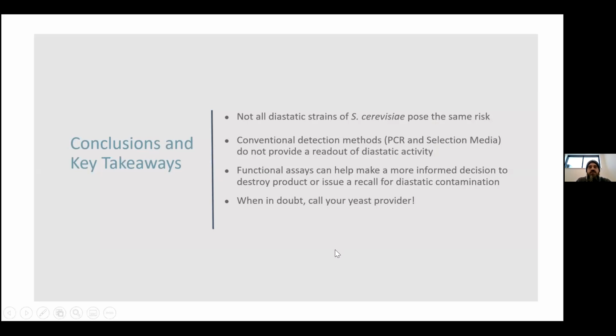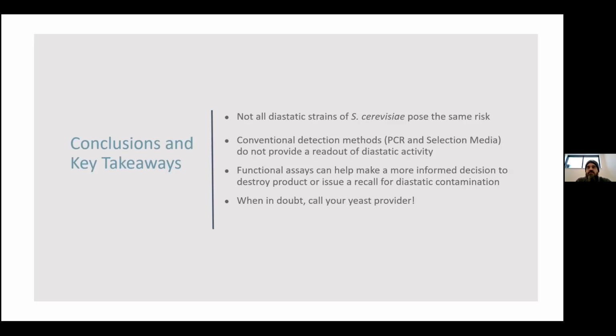So the conclusion from this work is that not all diastatic strains of S. cerevisiae pose the same risk. The assays we developed can do a little more to tell you what the risk level is if you happen to find something that has a diastatic contamination in it. And this could also explain why maybe sometime in the past you detected it but never saw overcarbonation. It depends on which strain is contaminating, and how much of that strain is there. So just the mere presence of something doesn't tell you the whole story.